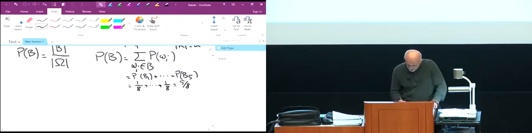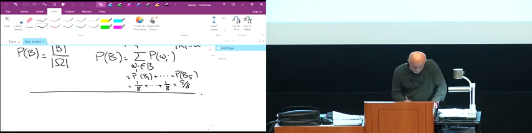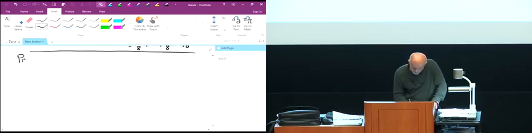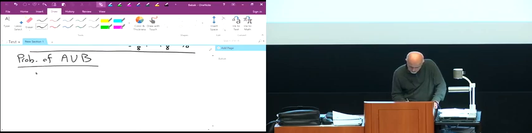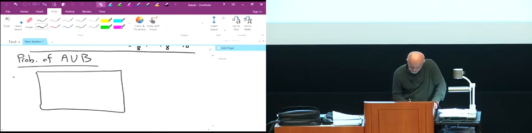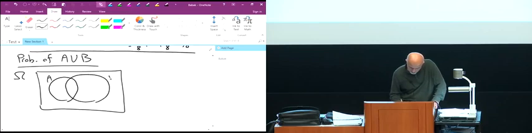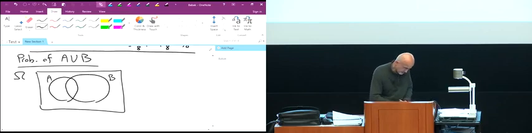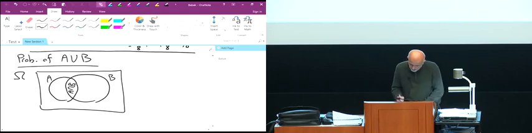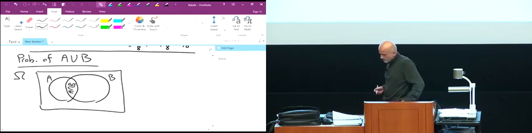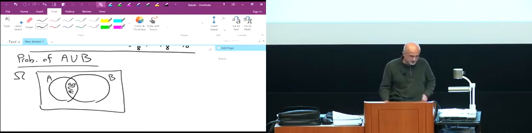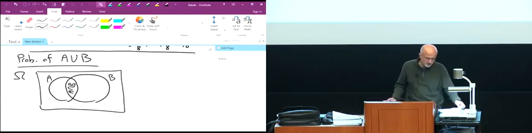Okay, so that was that. The other thing I promised you I would do was the probability of the union of two events. So here I have a sample space, omega. I have an event A, I have an event B, and there is an intersection here, and the union of the two is the union of the two, and I want to figure out the probability of the union. How would I go about doing that?